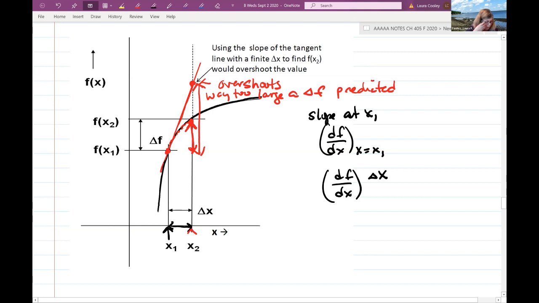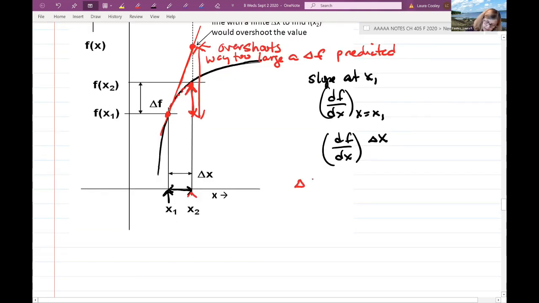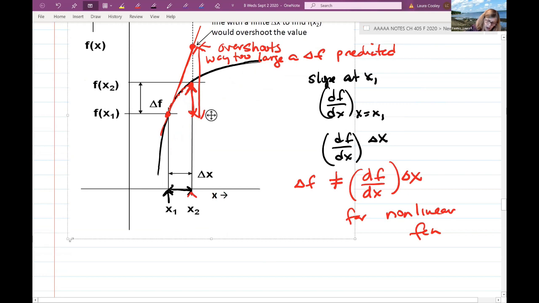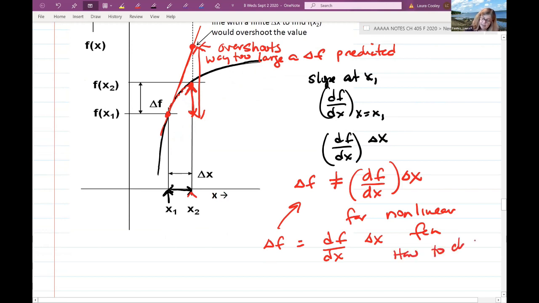So, why does that happen and what can you do about it? Okay, so I'm going to write delta f is not equal to df dx delta x for a nonlinear function. So how could I change this formula? I have this formula here. How could I change it to make it right?